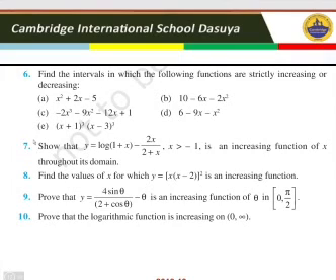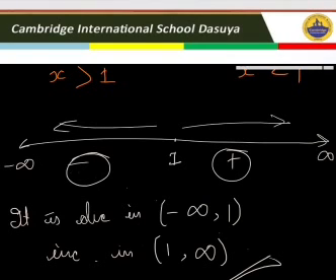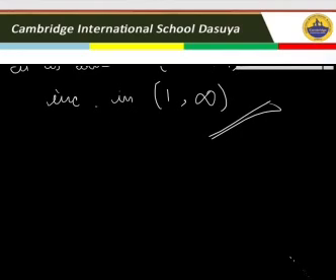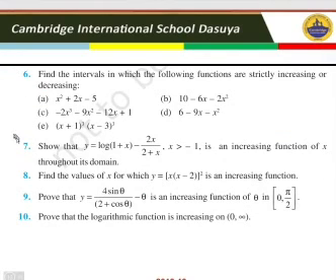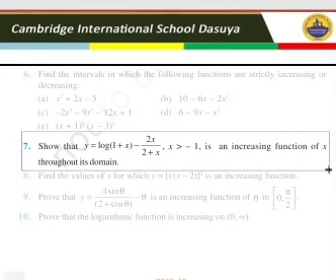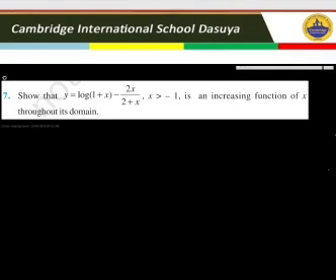Fine, so let's pick question number 7. Now this is question number 7. Okay, show that the given function is an increasing function throughout its domain. Fine, so let's pick the question. This is my cursor, so let me scroll it down. So, the 7th question. I copied the 7th question. Now, this is the 7th question.